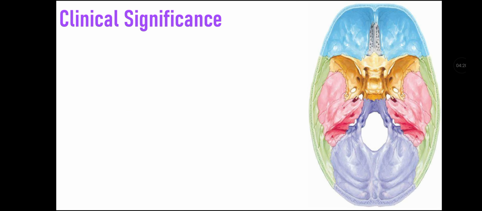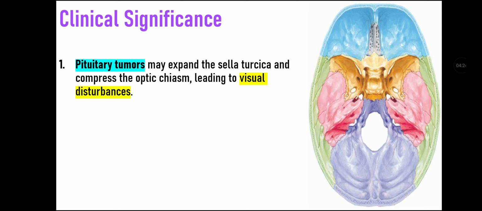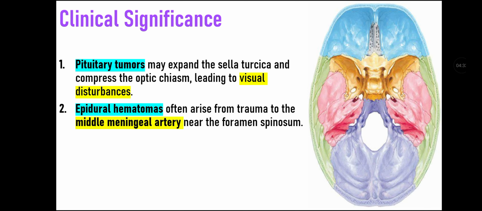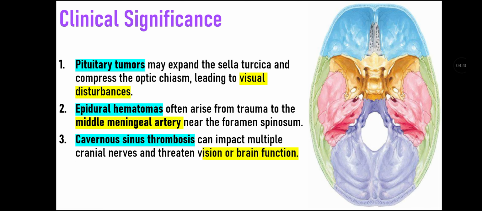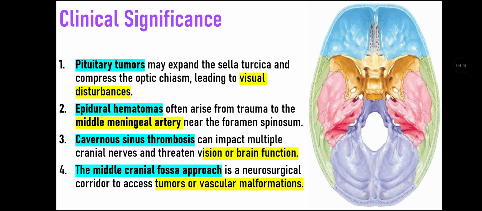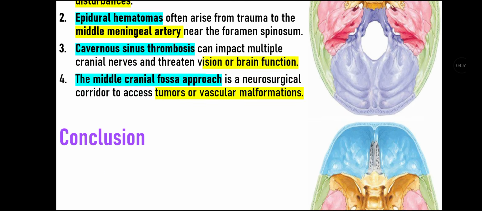Now let's talk about clinical significance of this middle cranial fossa. There are pituitary tumor that may expand the sella turcica and compress the optic chiasma that can lead to visual disturbance. There may be epidural hematoma that often arise from trauma to the middle meningeal artery near the foramen spinosum. Next is cavernous sinus thrombosis that can impact multiple cranial nerves and threaten vision or brain function. Next is middle cranial fossa approaches, neurosurgical corridor to access tumors or vascular malformation.